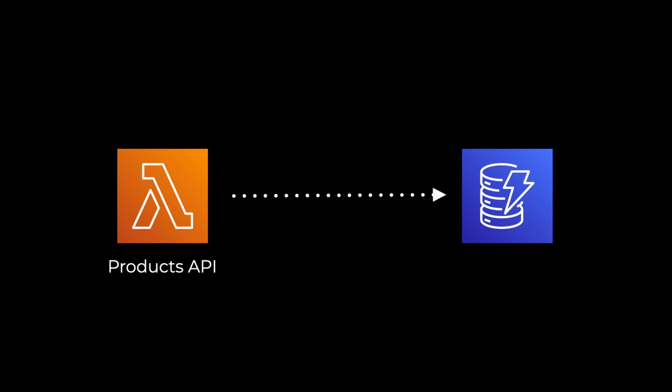We'll build an API using AWS Lambda that will be writing data into DynamoDB, and we'll do all of that in just a few minutes. So let's dive in. But first, let's talk about why we are using AWS Lambda and DynamoDB.